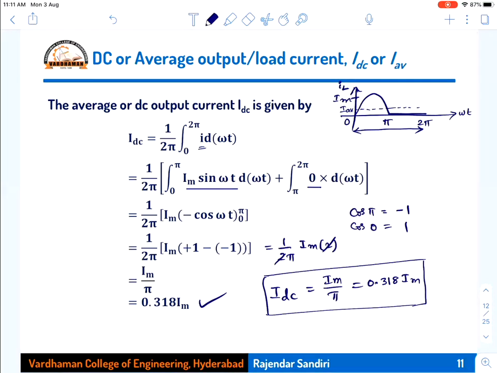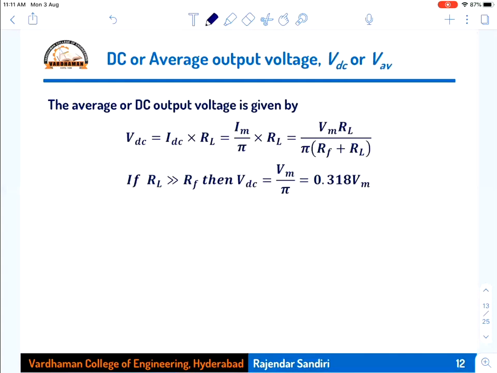Next, similarly, this is average current. Now we have to calculate average voltage. To calculate average voltage, you should know the relationship between current and voltage. So V average or VDC, the average or DC output voltage, is given by VDC is equal to IDC into RL. IDC you already know, Im by pi into RL. Simply we are not deriving anything similarly to what we have done with the current, because current is already calculated. We can just use Ohm's law. VDC is equal to IDC into RL.